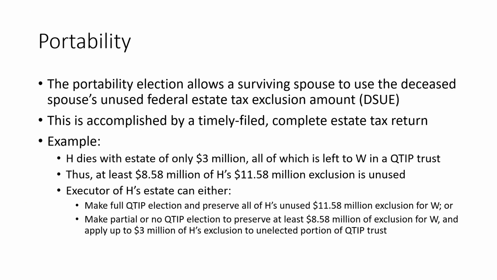Now, portability, as I mentioned, allows a surviving spouse to use a deceased spouse's unused estate tax exclusion. As you recall, that estate tax exclusion is currently 11.58 million, indexed for inflation, but it may be reduced by up to 1/2 in 2026, if not sooner reduced by legislative action in the next year or two. Now, if you want to make the portability election, this is accomplished by filing a timely, complete estate tax return.